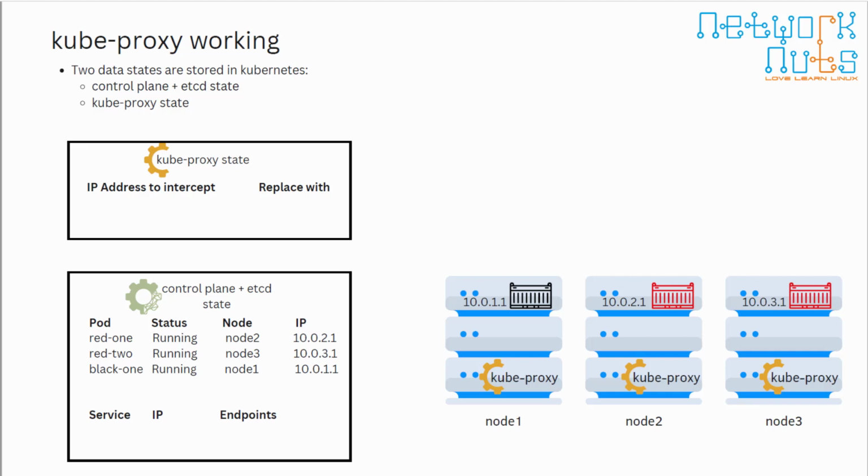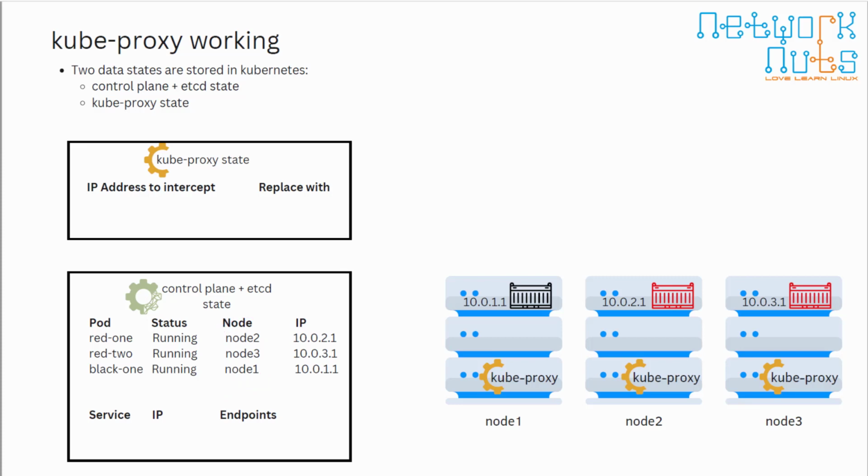One is the control plane and the etcd state, which is storing which pod is running on which node, right? So if I take this example, the black one is running on node 1, 10.0.0.1, red one is running here, red 2 is running here. So this entry is there in the etcd, that which pod runs here. Currently I haven't created any service, so it will be blank and there will be nothing in the Kube-Proxy state.